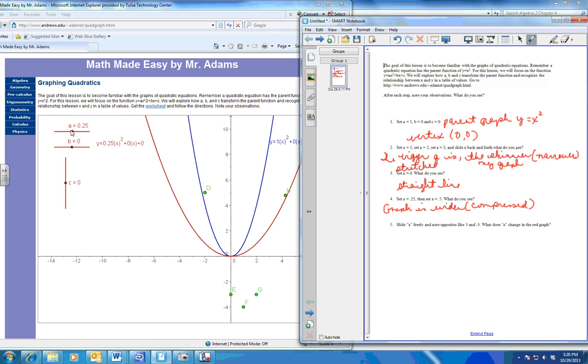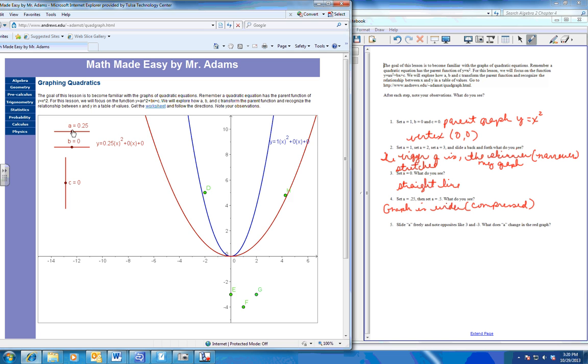And the same thing with 0.5. The closer to 0 that it gets, do you see the wider it's going to get? Okay, slide A freely and note opposites like 3 and -3. What does A change in the red graph? So let's do +3. So A is +3. There's my red graph. It's skinnier than my parent graph. A is -3. Look, that -3 is the same graph as +3, but it's flipped over the x-axis.